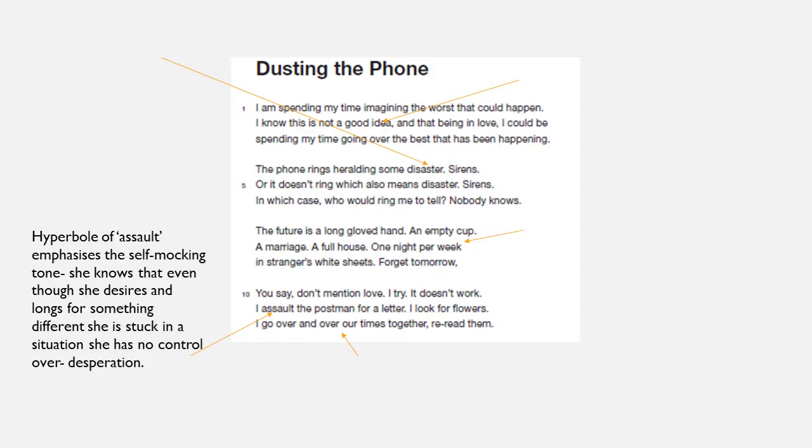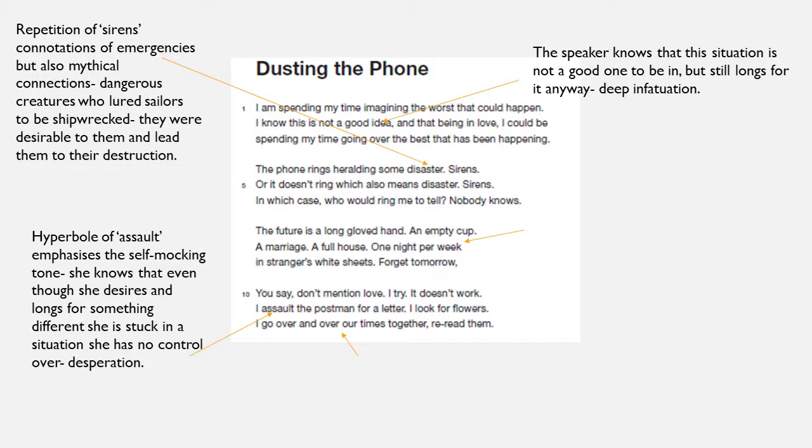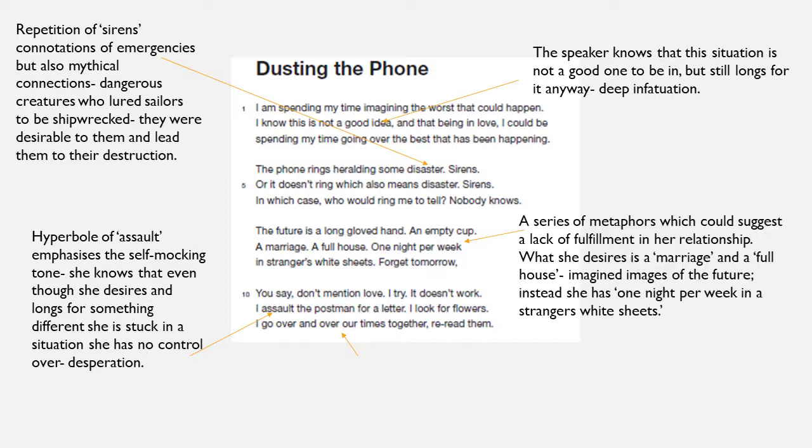Okay, so let's go through the poem again. The speaker knows that the situation is not a good one to be in, but still longs for it anyway, indicating a deep sense of infatuation. You've got repetition of sirens, with connotations of emergencies, but also mythical connections. They were dangerous creatures who lured sailors to be shipwrecked. They were desirable to lead them to their destruction. And so you've got that sense of being pulled against yourself to something that you know may not be good for you, but you can't resist because you are so infatuated.